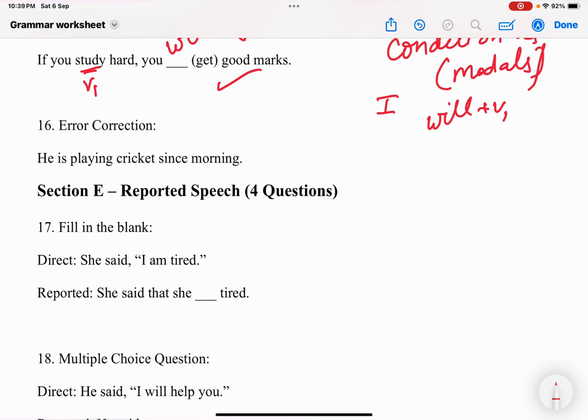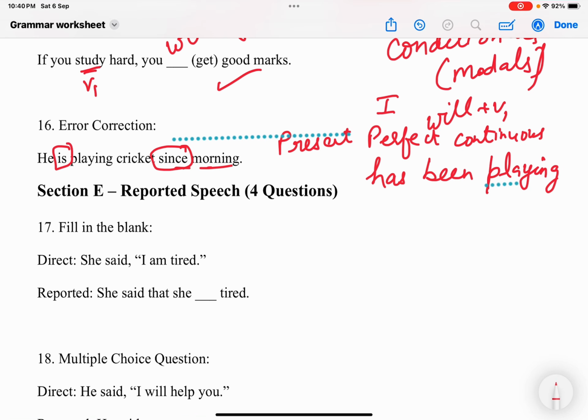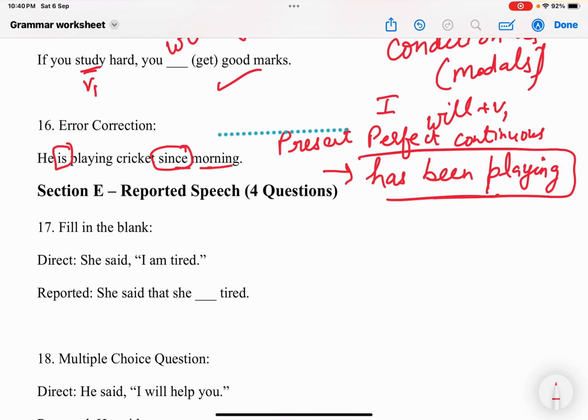Next one is error correction. He is playing cricket since morning. Since is the keyword here. He is playing cricket since, and a point of time is given here, since morning. So this sentence is of present perfect continuous tense. So that means we are to use has been playing, not is playing. So the error is is playing, and the correction is has been playing.